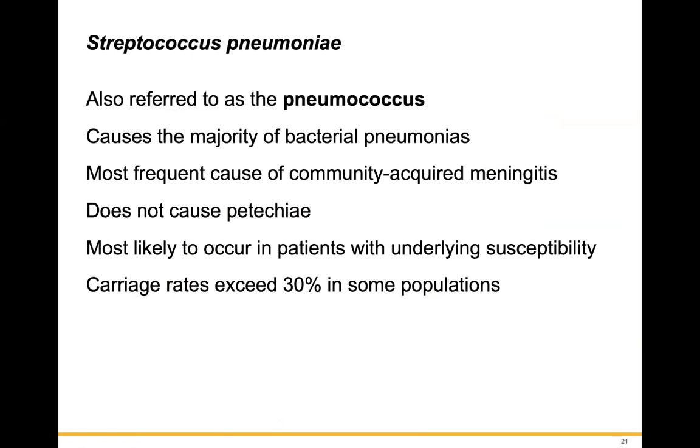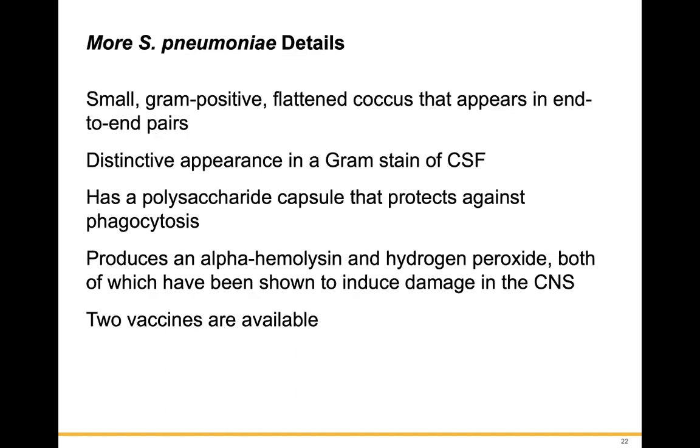Okay, Streptococcus pneumoniae. This is also referred to as pneumococcus. We're going to see this guy again when we get to the respiratory system because it can cause pneumonia, the causative agent for pneumonia. Most frequently, it's the cause for common community-acquired meningitis. It does not cause the sort of hemorrhaging that we see with Neisseria meningitidis. And this will most likely occur in patients with underlying susceptibilities. Carriage rates exceed 30% in some populations.